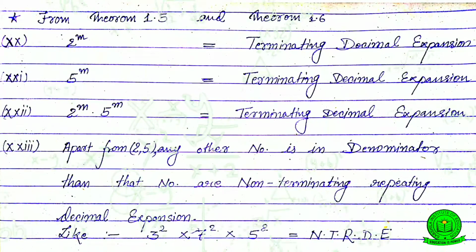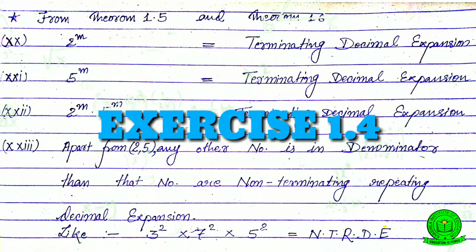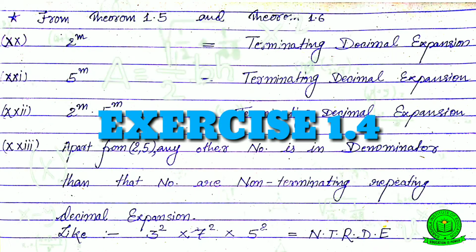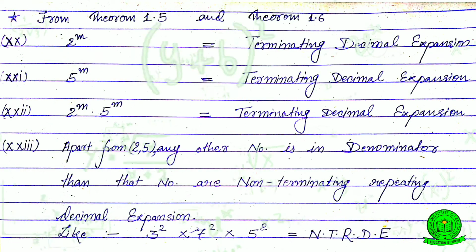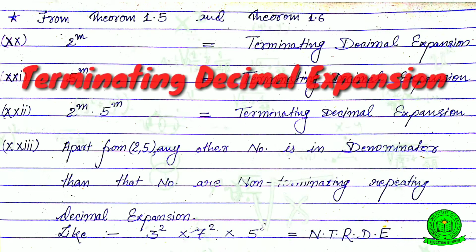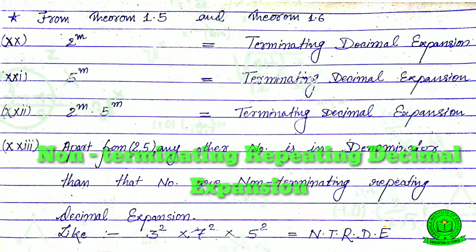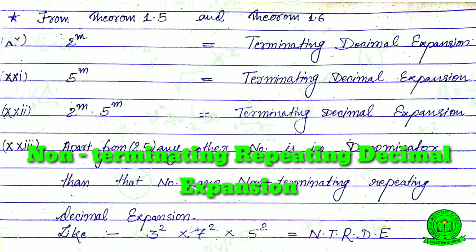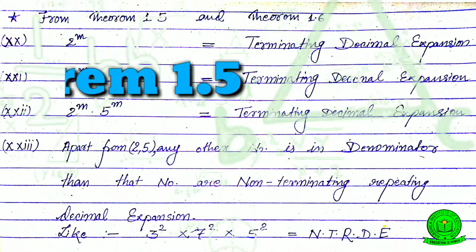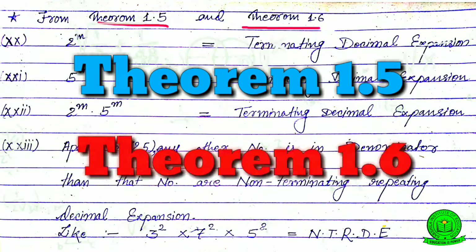Today I am going to start exercise 1.4. In this exercise, we have to check whether the given number has a terminating decimal expansion or a non-terminating repeating decimal expansion. It is related to theorem 1.5 and theorem 1.6.